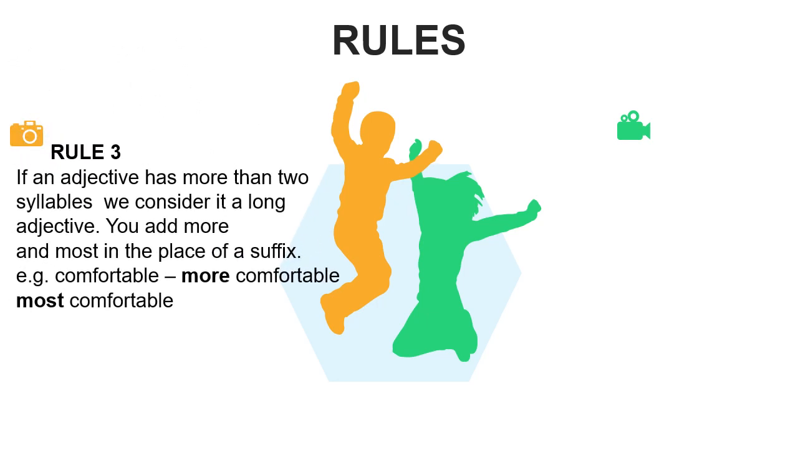Rule number 3. If an adjective has more than 2 syllables, we consider this word a long adjective. Then you add more and most in front of that word. Let's take the word comfortable. Comfortable has more than 2 syllables. It's broken up into com, fort, able. So that word has 3 syllables. So when you write it in the comparative and superlative form, you add the word more for the comparative form and most for the superlative form.